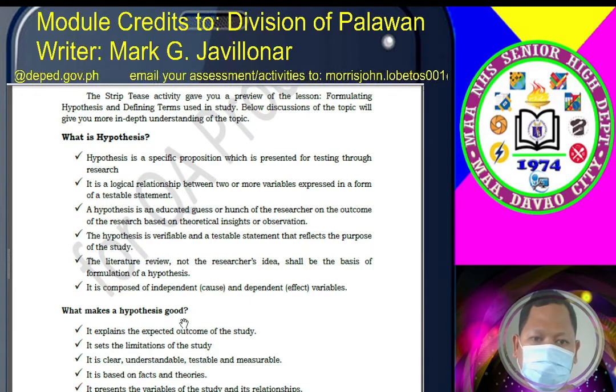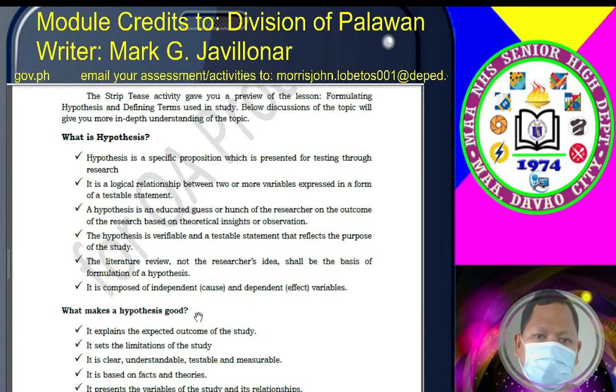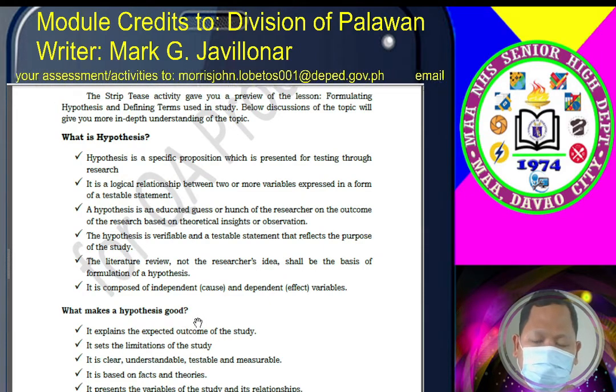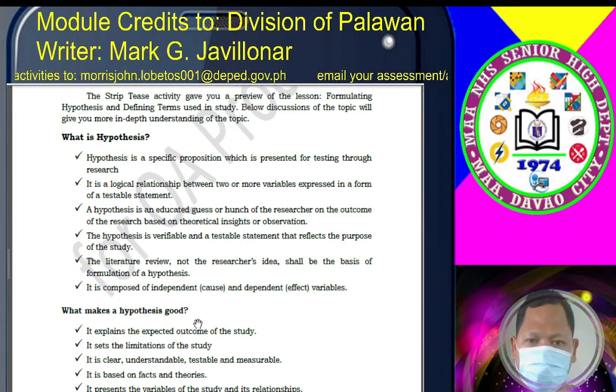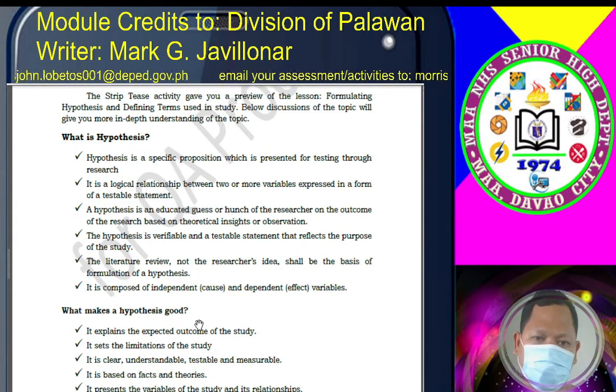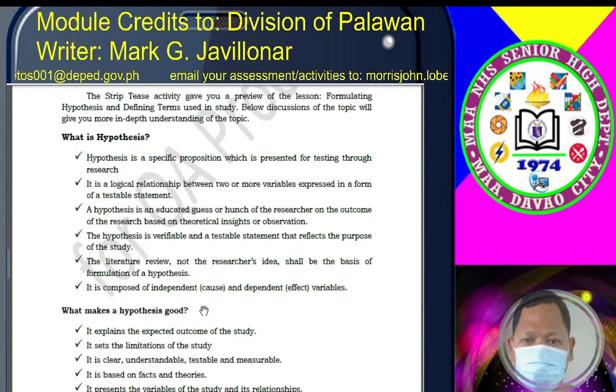Then the literature reviewed, not the researcher's idea, shall be the basis of formulation of a hypothesis. So take note of that. It must be based on the literature or the previous studies, not your own idea.